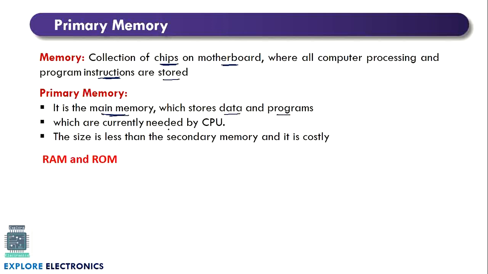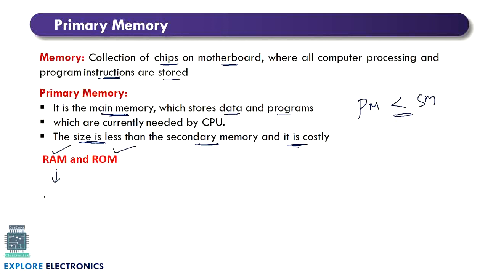Okay, this is the main memory within the CPU. With the CPU there will be a memory called primary memory. It is the main memory, and its size is less than the secondary memory. You can observe here the size of this primary memory is less than the secondary memory. Remember this. And it is costly also. Why is it? It is integrated with the processor itself. That's why it is costly. And the two types of primary memory are RAM and ROM.